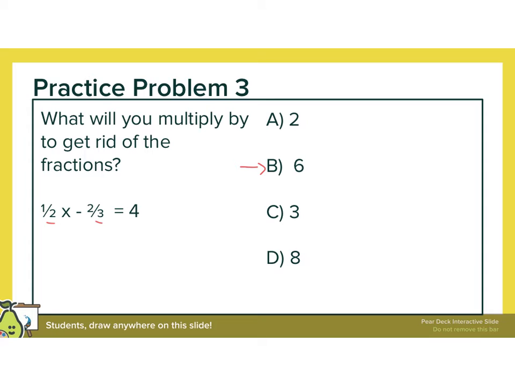2, 4, 6, 3, 6. Yes, it's also the smallest. So it's 6. 2 would not work. 3 would not work. And 8 definitely wouldn't work. So there's only one correct answer here. Sometimes there might be more than one. But the only one that works for this one is the number 6.